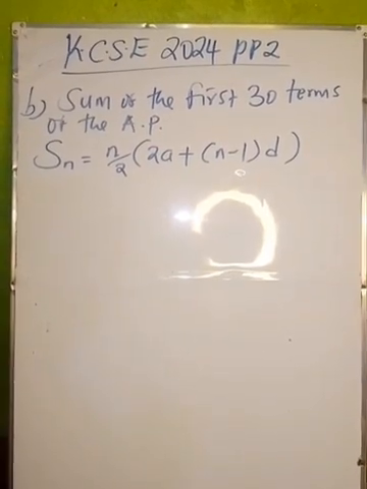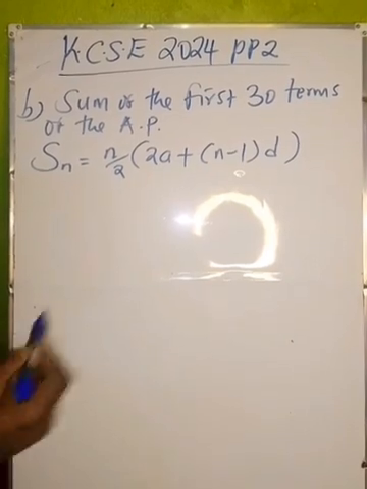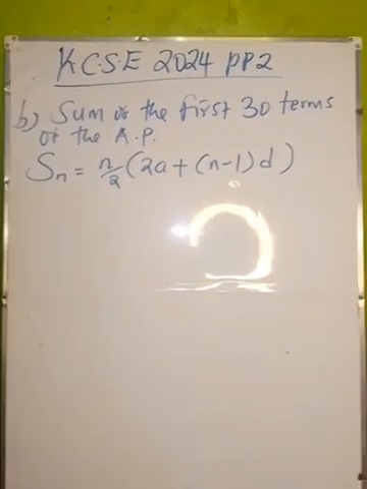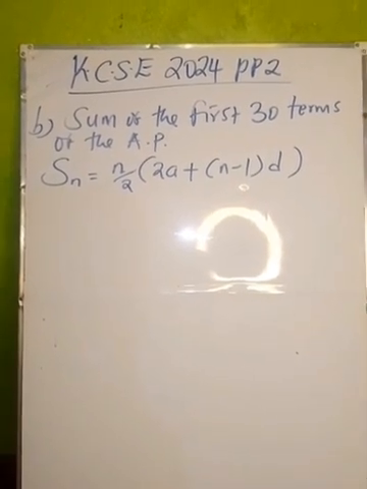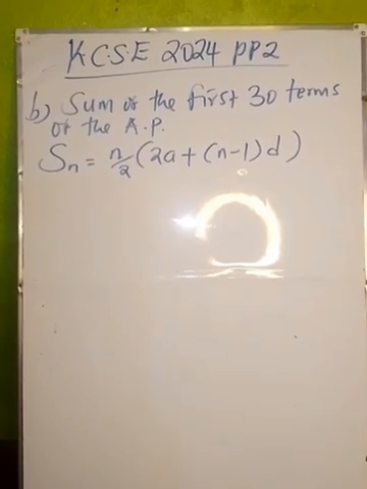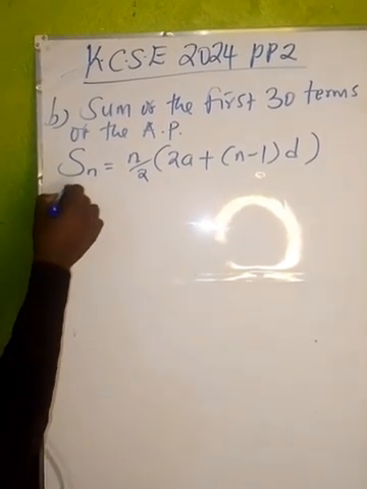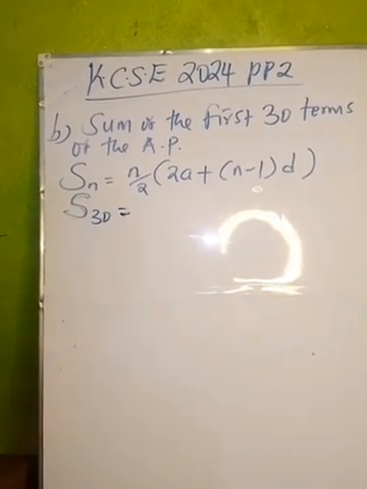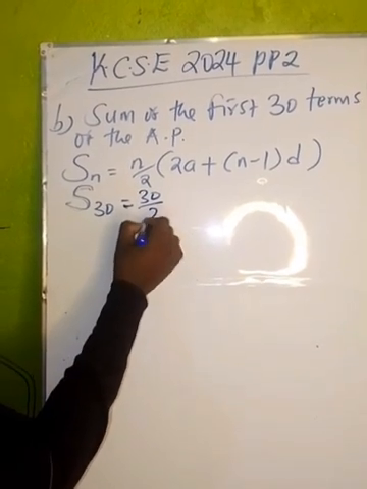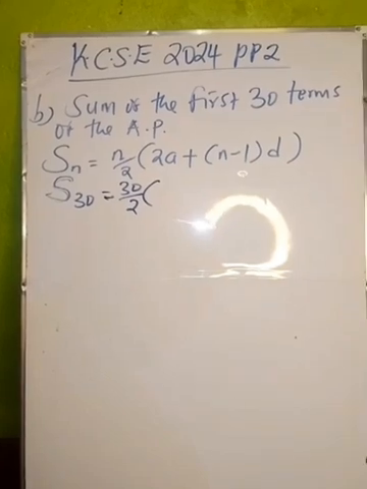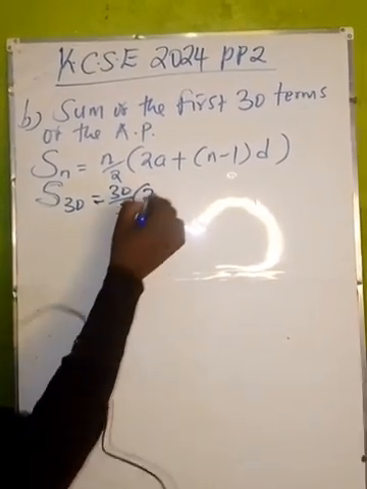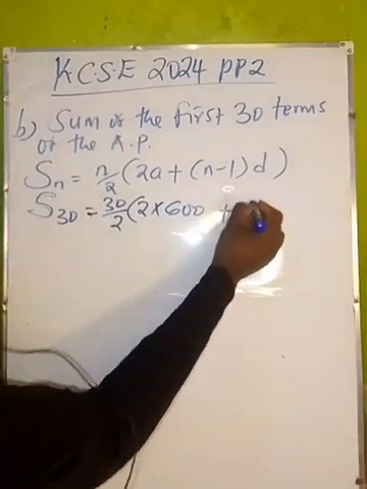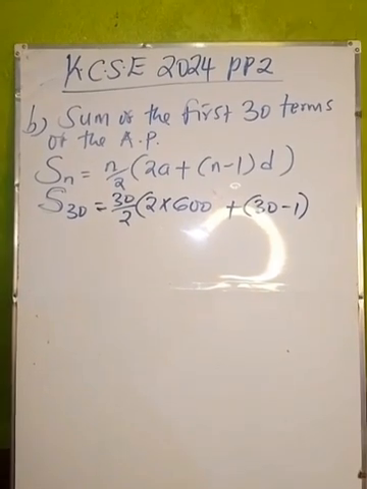We are now doing part B of the first question in KCSE 2024 paper 2. Part B requires you to find the sum of the first 30 terms of the AP. The sum of the first 30 terms is given by this formula: Sn, where n is the number of terms, is given by n over 2 into brackets 2a plus (n minus 1)d. So that is the formula that we use. That means S30 is equal to 30 over 2 times 2 times the first term, which is 600, plus (30 minus 1) times the common difference, which is 50 in our case.